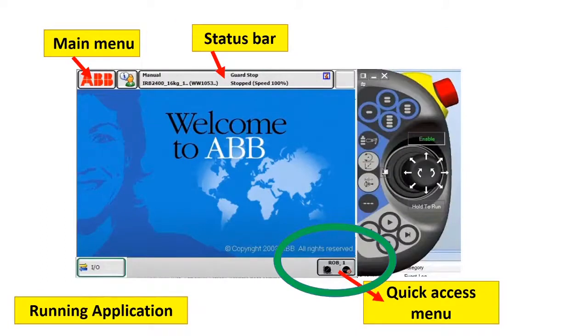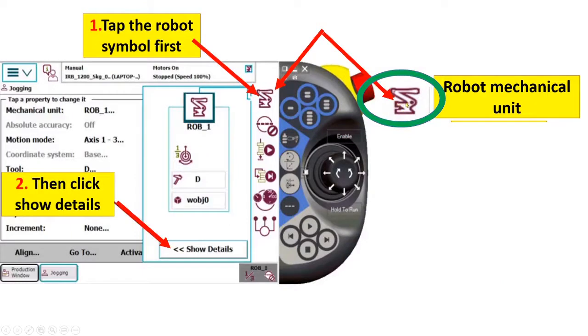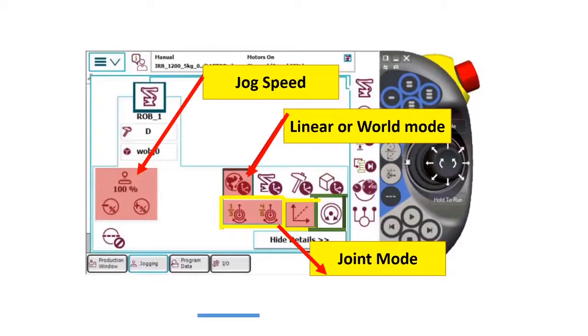The quick access menu provides quick access to change properties for the following functions. This is the robot mechanical unit symbol, and it allows you to choose and access motion modes, choose coordinates, and work object. If you click here, then click show details, the coordinates and motion modes are displayed. And you can also change the jog speed here.